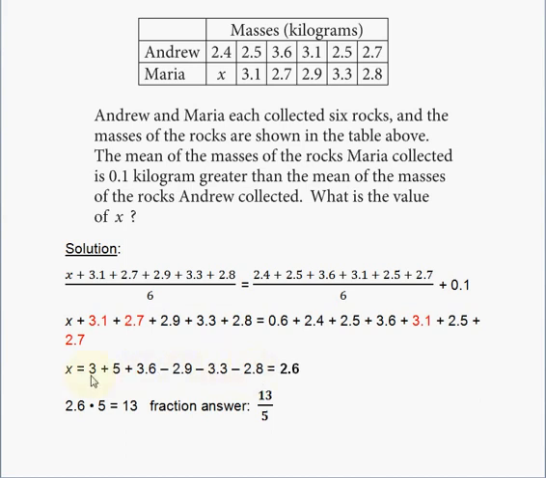Now, where do I get 3? I got 3 by this sum, 0.6 and 2.4. I got 5 by 2.5 plus 2.5. And then I got 3.6, I copied that over, right? That's all that remains on the right side. But then you subtract 2.9, 3.3, and 2.8 from the left side, and on both sides, of course. And you get 2.6. So that's your x value. That's one of the unknown masses that Maria had, 2.6.